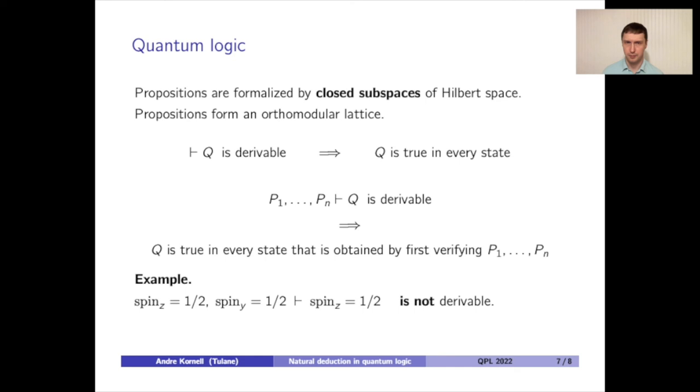And the explanation is that when we go to measure the spin of the electron along the y-axis, and we find that it is positive, we've changed the state of the system, and we can no longer be sure that the spin along the z-axis is positive as well.